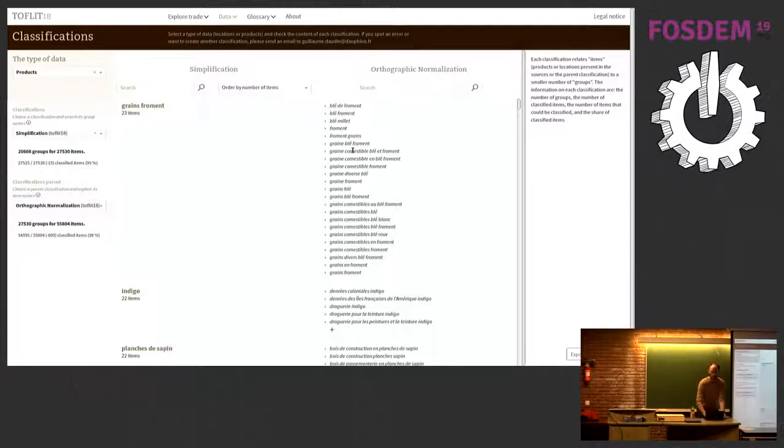So if the question might stumble upon your mind, how did we do this clustering? The answer is by hand. Thanks to Pierre Gervais.